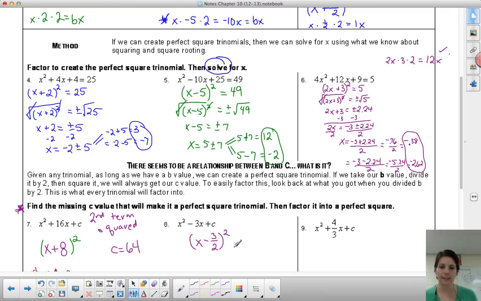And now to find c, I need to do that second term and square it. So I need to do -3 over 2 times -3 over 2 to get my c value. And with a fraction, it might be helpful to write it out, but we end up with a positive 9 over 4. Hopefully once you get into the habit of doing these, you won't need to write it out, or you'll be able to think about it like this in your head and not write it out physically. But it's always a good thing to have in our notes. Why don't you give problem number 9 a try and come back and check your work.